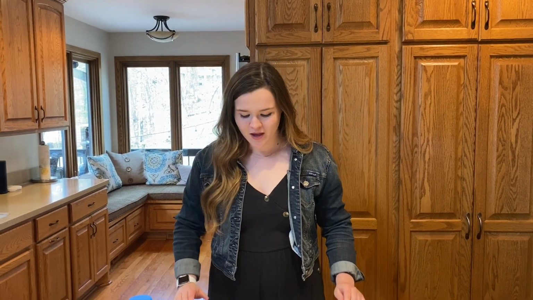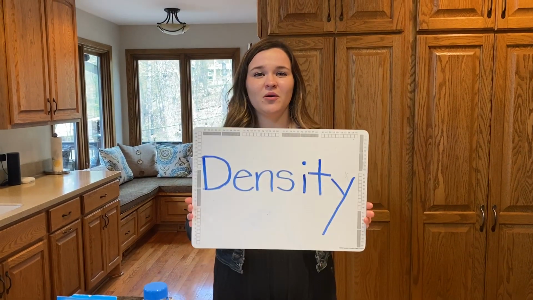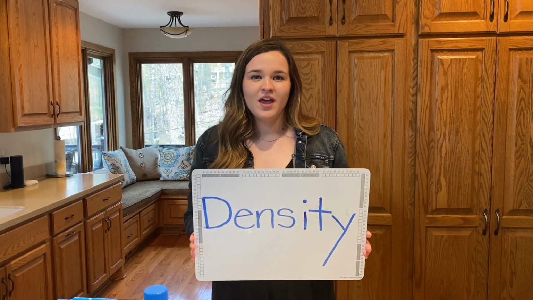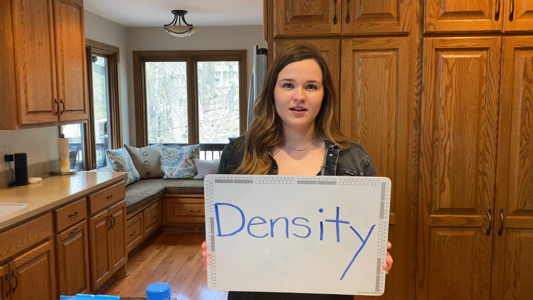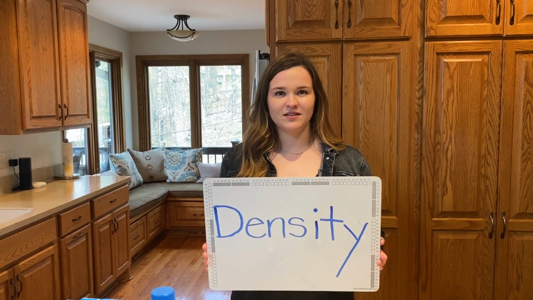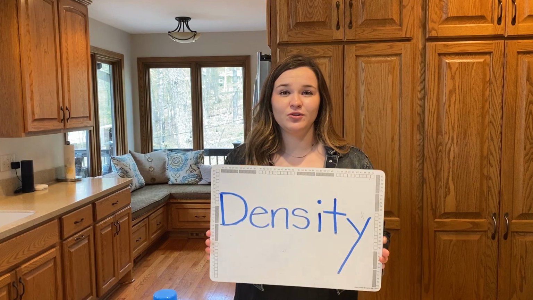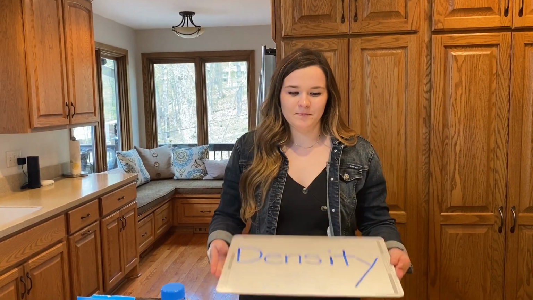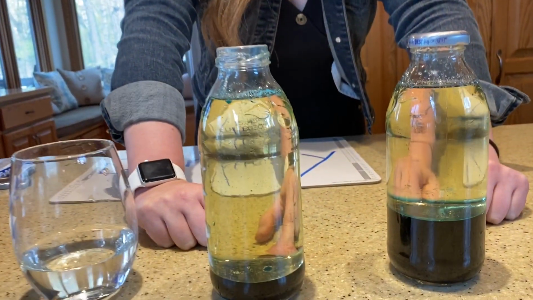Today we're going to explore density, and at the end you'll have a chance to make your own homemade lava lamp. But first, density is a word that we use to describe the relationship between mass and volume. Any object or substance has a weight, and it takes up a certain amount of space. To find the density of that object, you divide the mass, or weight, by the volume, how much space it takes up.